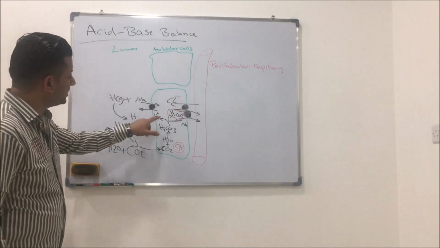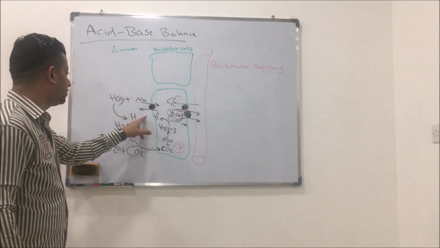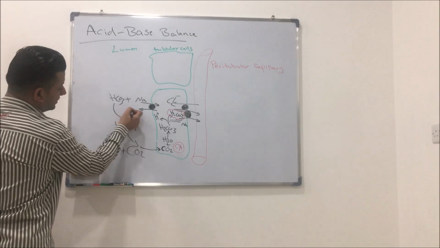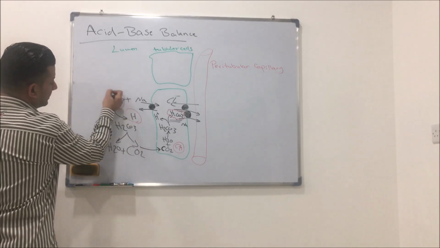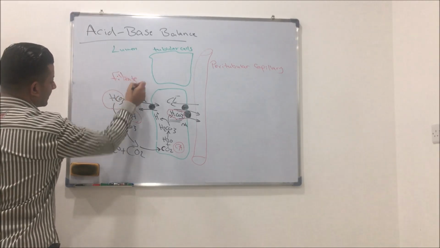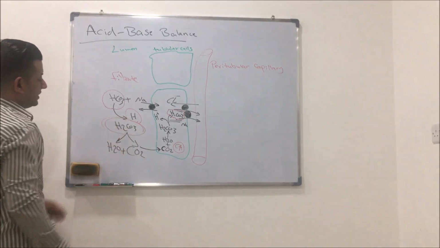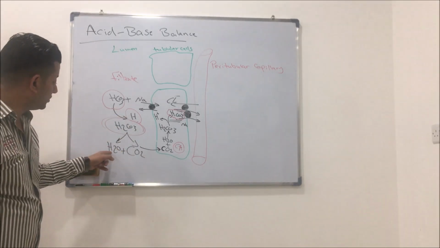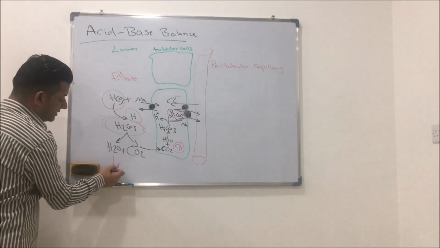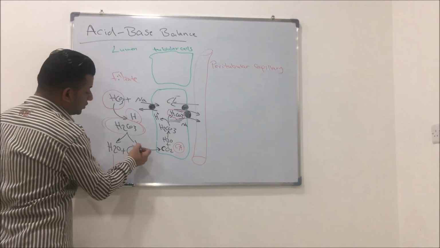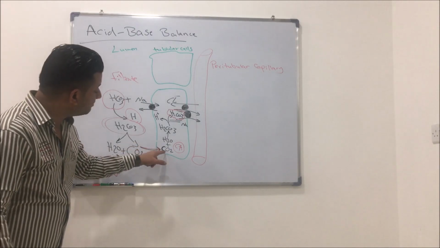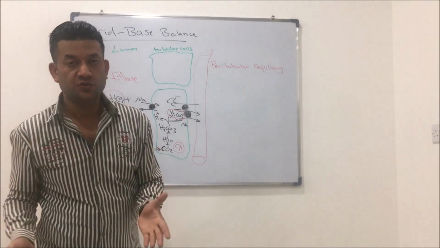So what about the hydrogen? Hydrogen ion will be secreted to the lumen in exchange for sodium, and this hydrogen ion will combine with the bicarbonate in the filtrate to result in H2CO3, which will dissociate into H2O that will be excreted with urine, and CO2, which will diffuse to the inside of the renal tubular cell and can be used again to generate a new bicarbonate.